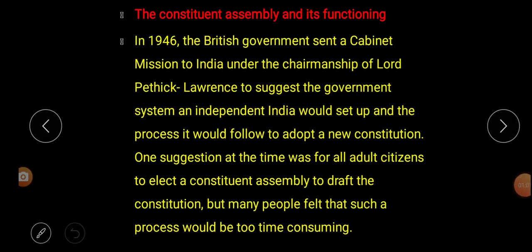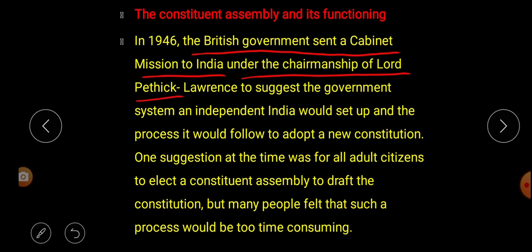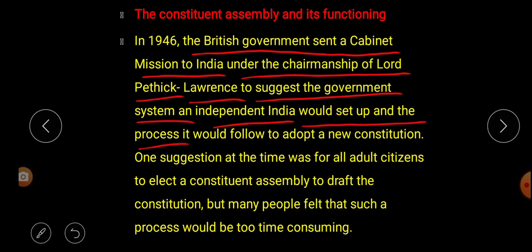Let us begin the class. The Constituent Assembly and its functioning. And the paragraph goes like this. In 1946, the British government sent a cabinet mission to India under the chairmanship of Lord Patrick Lawrence to suggest the government system an independent India would set up and the process it would follow to adopt a new constitution.